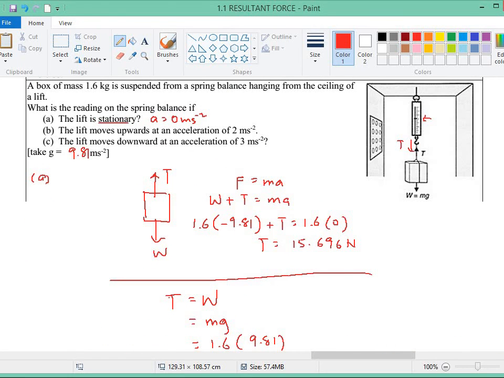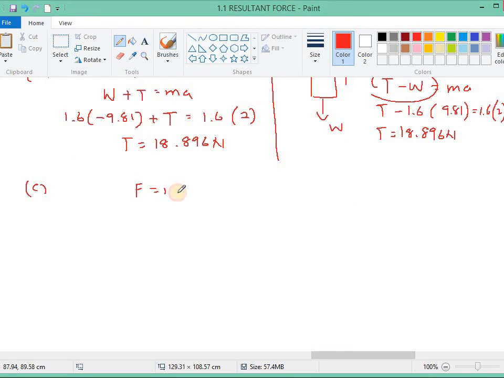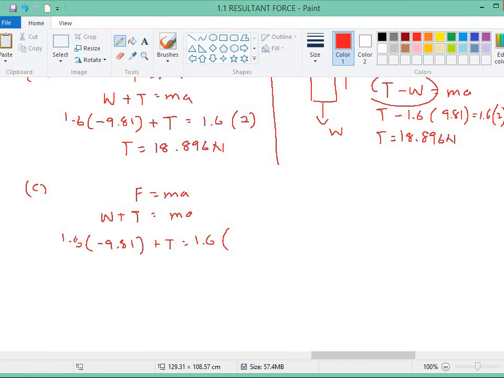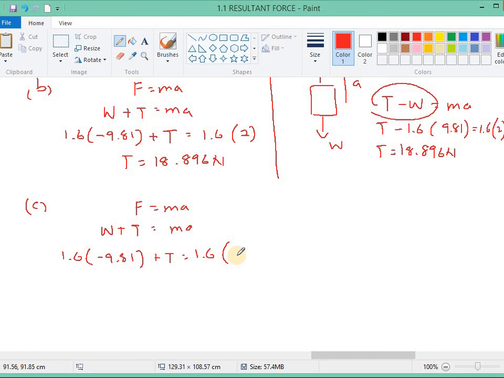Okay, C. C says that the lift moves downward at an acceleration of 3 meters per second squared. So, F equals ma, weight plus tension is the resultant force, equals ma. So the weight is 1.6 times negative 9.81 plus tension. The mass is 1.6. The acceleration is downward 3 meters per second squared. Accelerating down is negative, so the acceleration is negative 3. So we will be able to get that the tension is 10.896 newton.